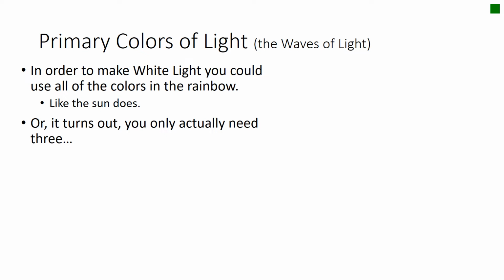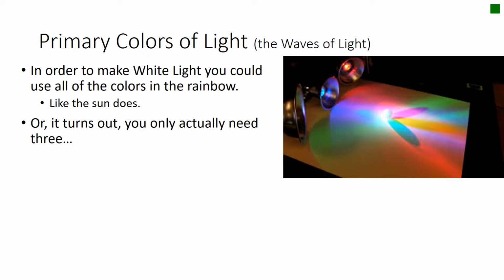And this isn't because of some weird quirk of physics. This is because of biology. This is because of our eyes. Not something you need to know, but our eyes have three different color detecting cells in the back of them, three different kinds of cones. One that detects red, one that detects green, and the other that detects blue. And so because those are the cells in our eyes that detect different variations of light, turns out those are all we need in order to see white light.